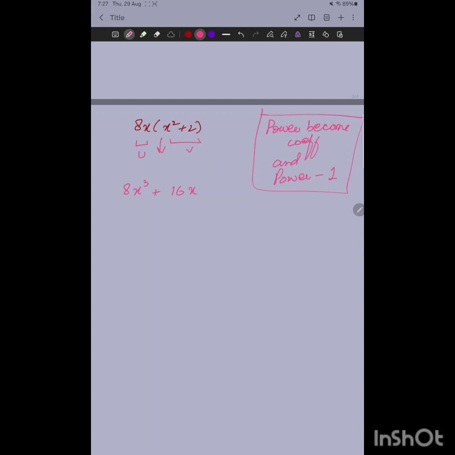8x cube, so 3 becomes the coefficient, 8 threes are 24, 3 minus 1 is square, plus 1 minus 1 again x to the power 0 and it will be 1.